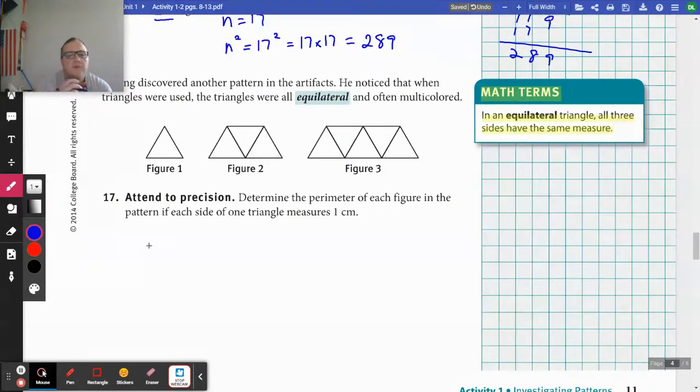It says determine the perimeter. Determine the perimeter of each figure in the pattern if each side of one triangle measures 1 centimeter. Perimeter. What does perimeter mean? When we talk about perimeter, what do we do? No, length times width. That's usually how we find area. How do we find perimeter? Just use your words. How do we find perimeter?